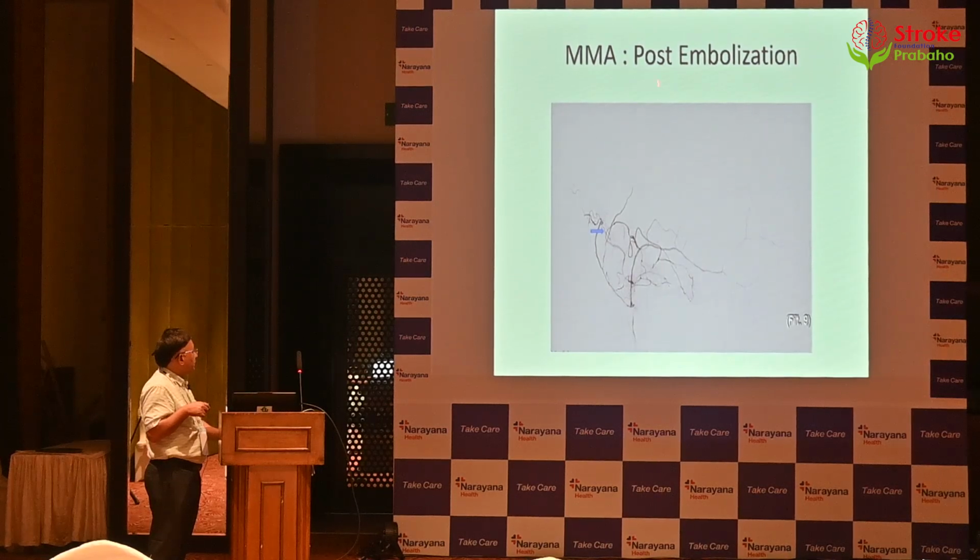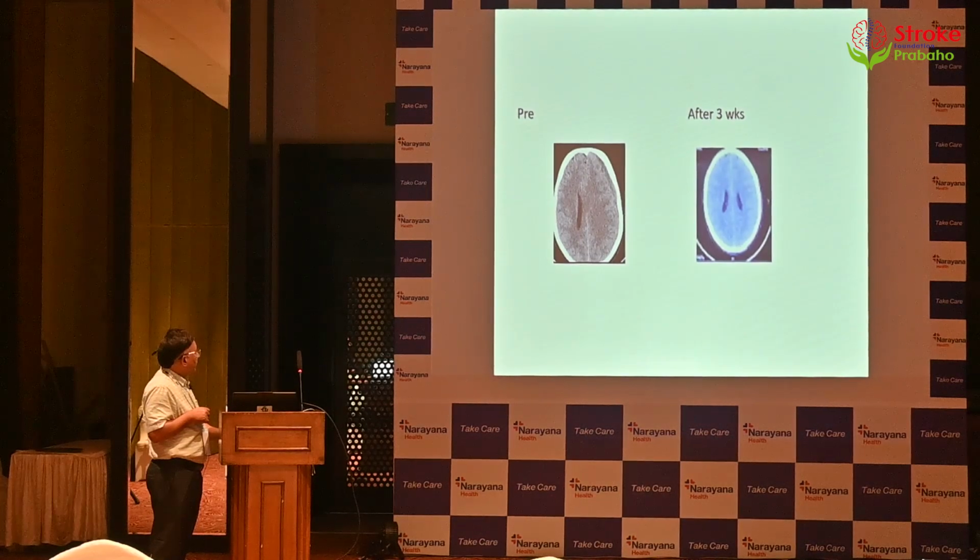Now the blush has disappeared, and here the falcine collaterals and the ophthalmic collaterals are intact. Only the distal branches are not seen. This is a pre and post embolization. After 3 weeks, the hematoma resolved.